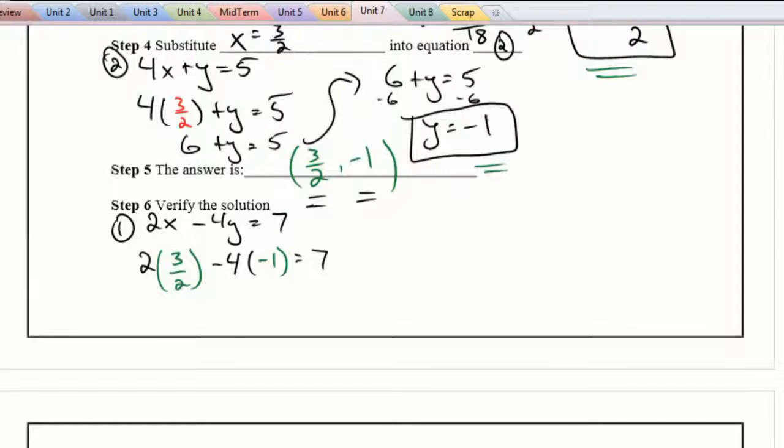All right, so 2 times 3 is 6 divided by 2. It's going to give me 3. So this all gives me 3. Negative 4 times negative 1 is positive 4. 3 plus 4 is 7. So I get 7 is 7.